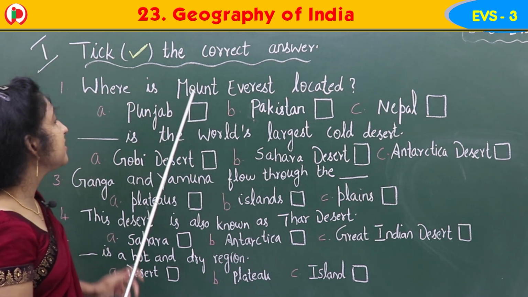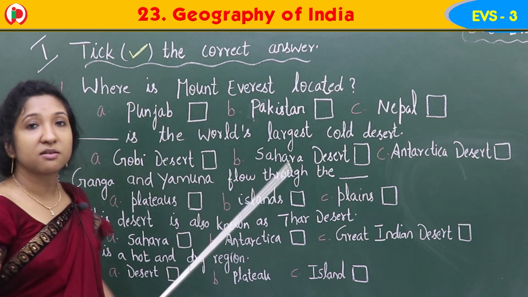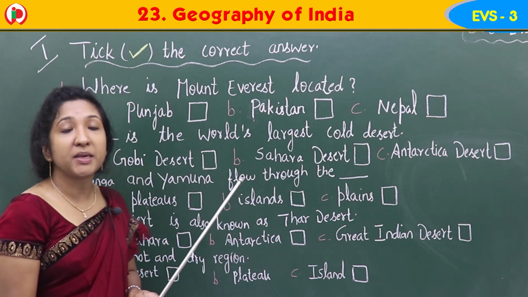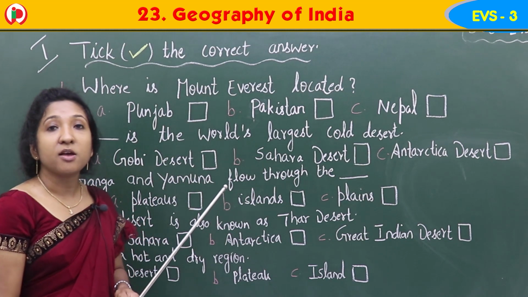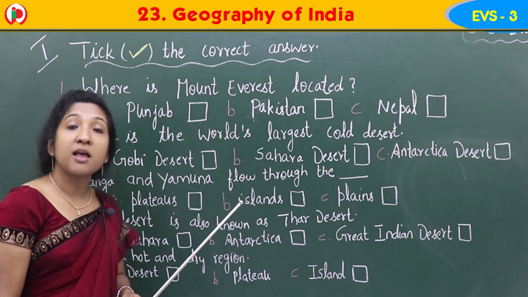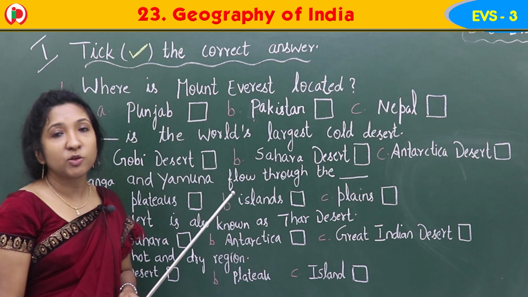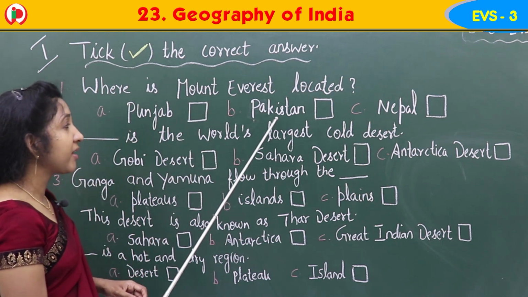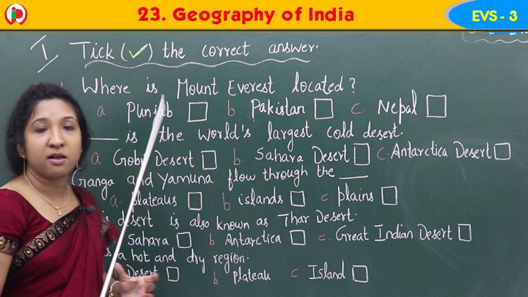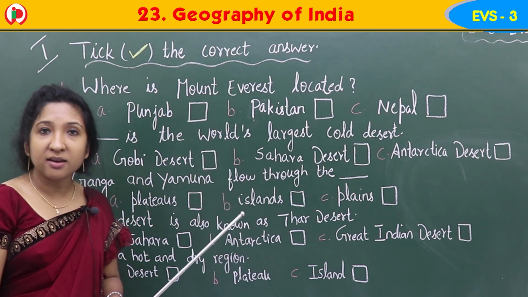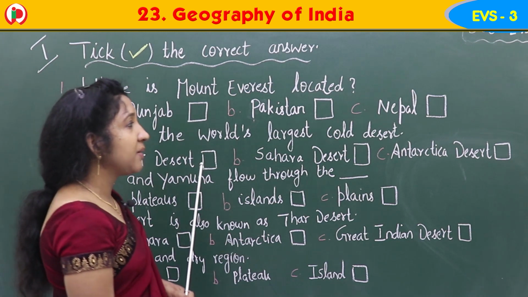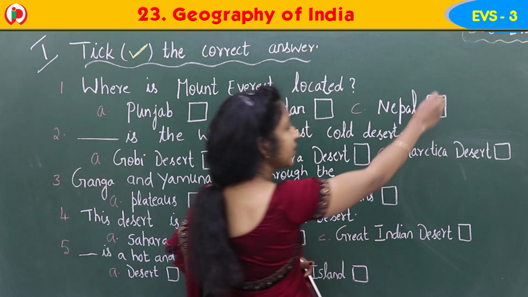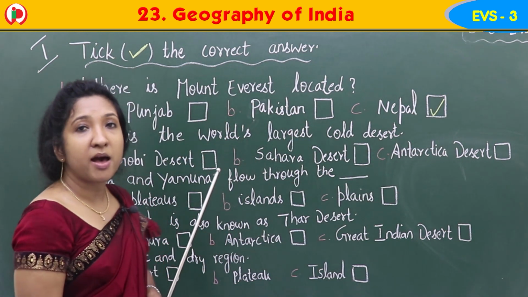First one, where is Mount Everest located? The highest mountain peak or the highest mountain range called Mount Everest is located where? That is the question. It's located in option A, Punjab, option B, Pakistan, option C, Nepal. Yes, it is located in Nepal. So option C is the correct answer. So here you can give a tick mark.